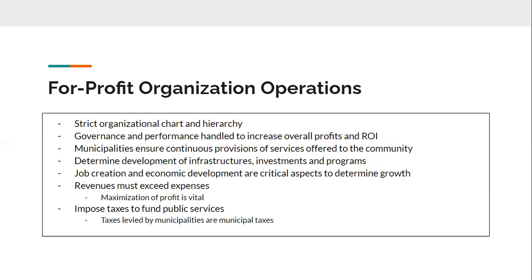Certain taxes that are levied by the organization are known as municipal taxes. Job creation and economic development are vital aspects that determine the longevity and the growth of a community. Municipalities operate with a strict hierarchy, like I said, and they operate with a council, and those are usually paid employees. They have the capacity to approve and deny any proposal presented to them.